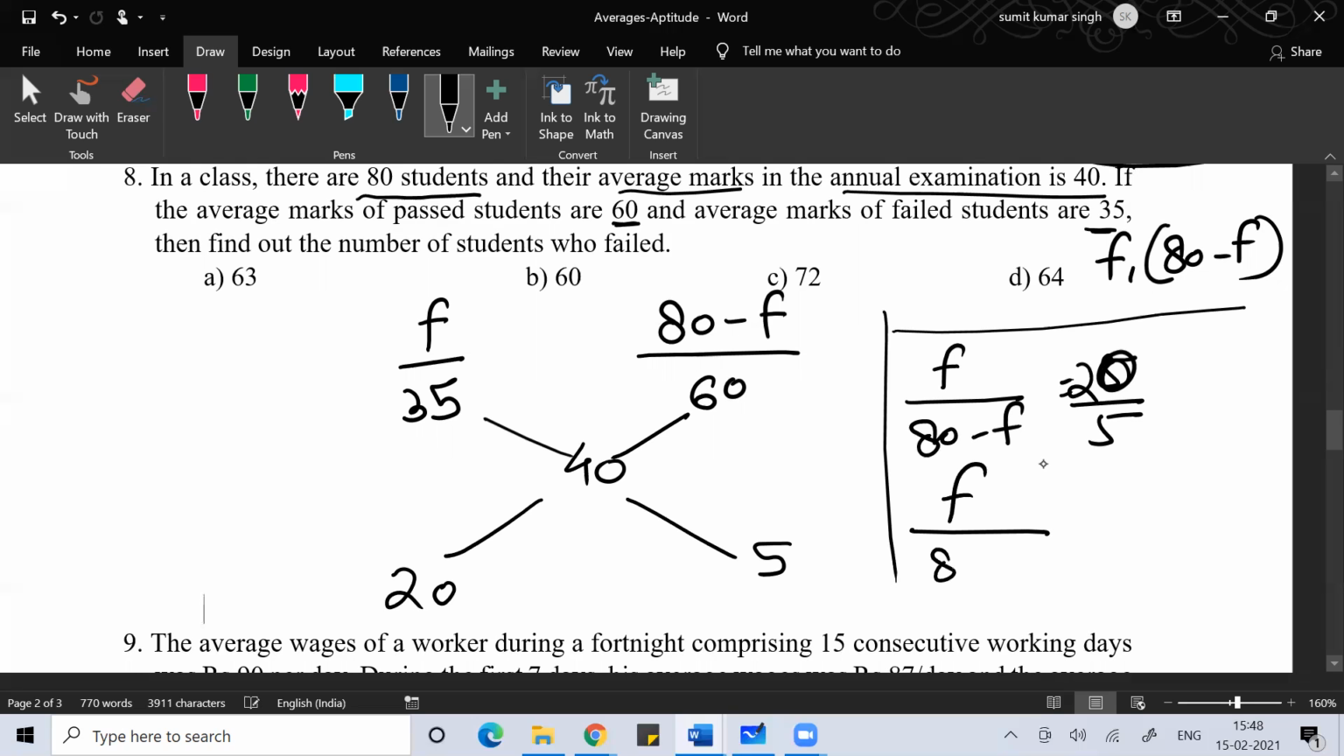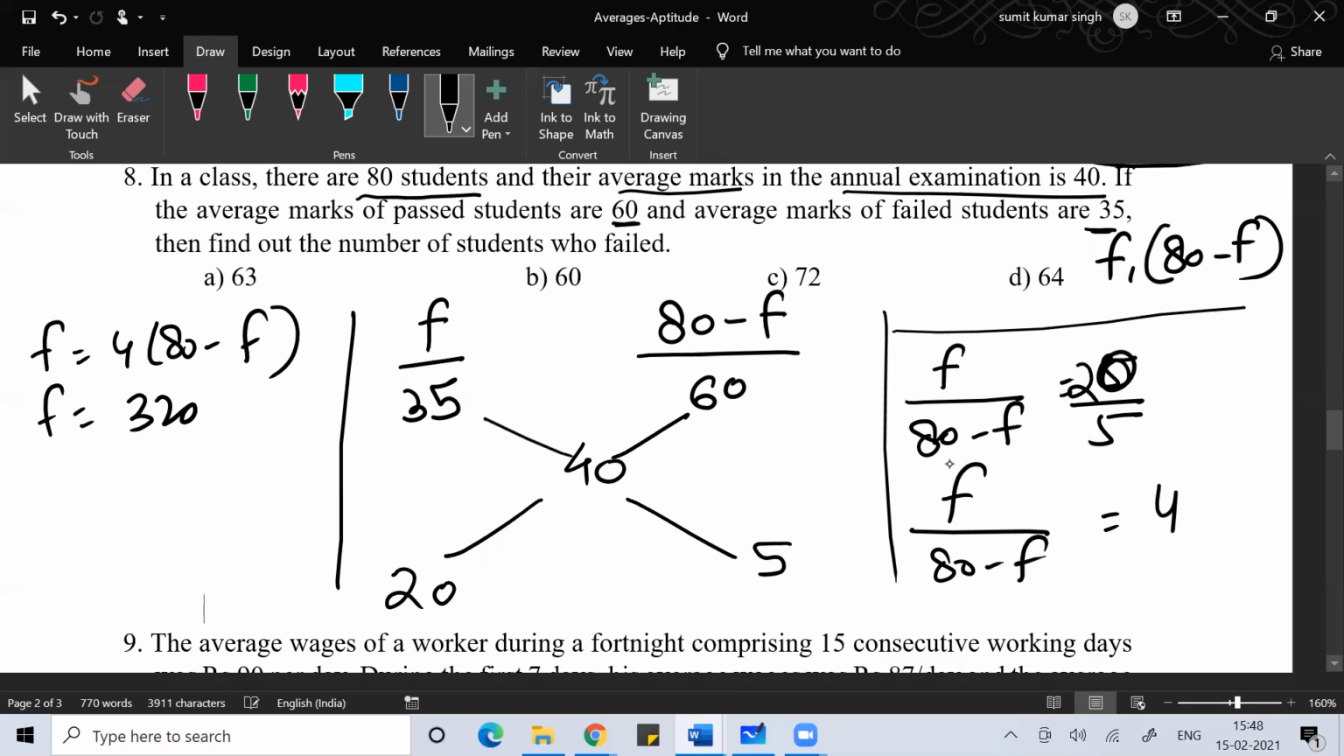So f by 80 minus f is equal to 4. If you solve this, f is equal to 4 into 80 minus f. f is equal to 320 minus 4f. 5f is equal to 320. So f is equal to 64.